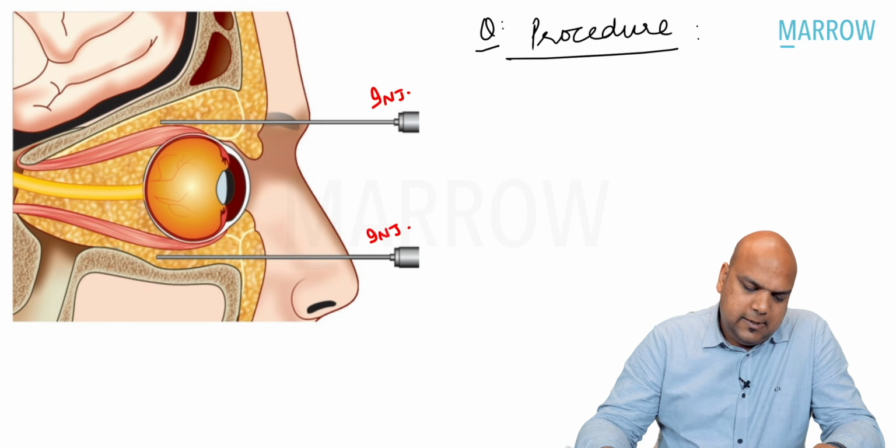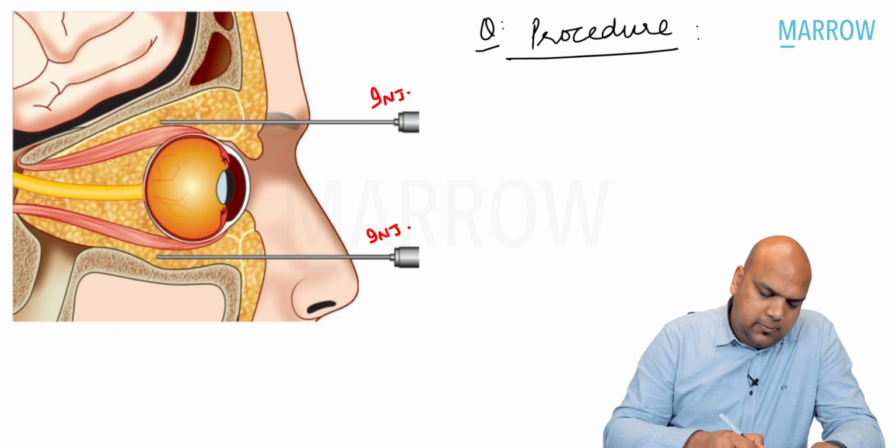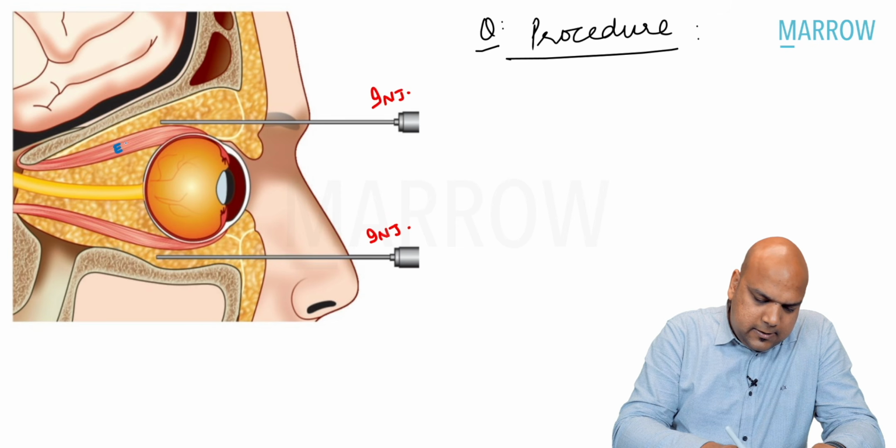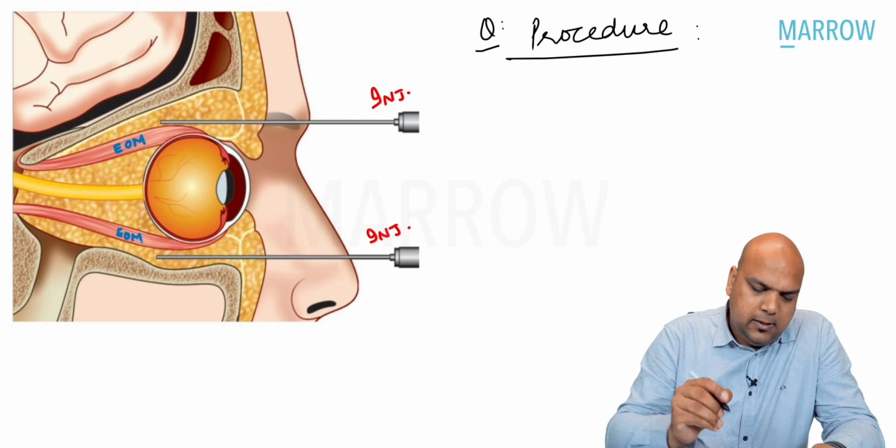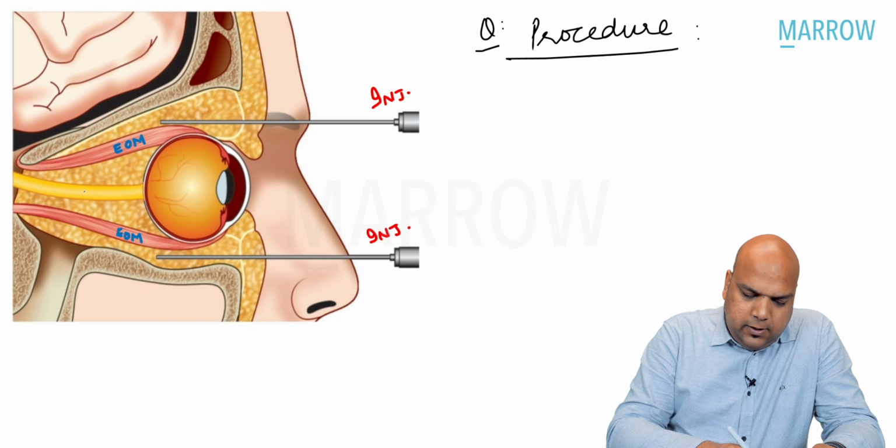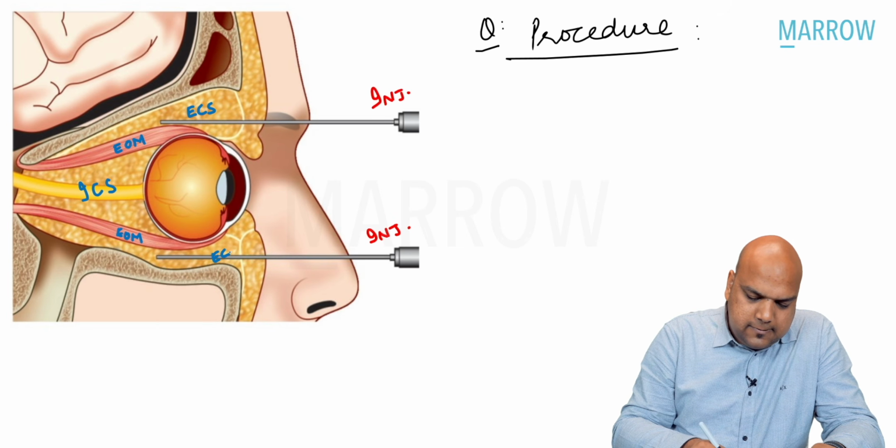But what do we see? We see that this is an extraocular muscle. Let us just label it. It must be an extraocular muscle, EOM. Then between the EOM, we call it the intraconal space. This is the ICS. But outside the cone of muscles, we call it the extraconal space.